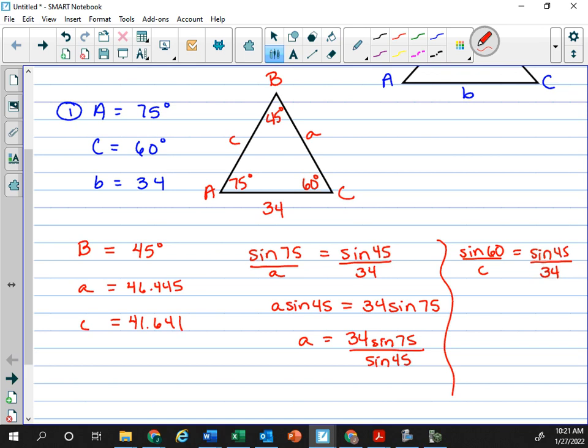Now, guys, does it make sense to you that side C is a little bit smaller than side A? Okay, why? Good. Yeah, you remember from geometry, the longer side is going to be across from the bigger angle. So you can always check your answers to make sure they make sense. Questions on the first one?